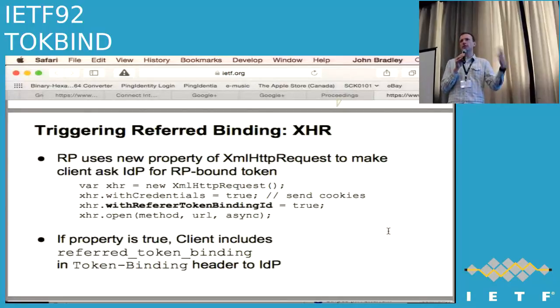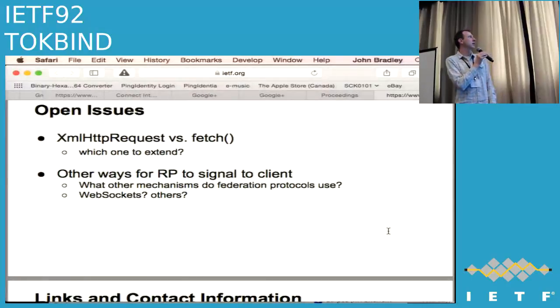Next, open issues. Anna on the GitHub page has pointed out that XML HTTP request is old news and fetch apparently is the new hotness. So we should do all this for fetch instead of XML HTTP request. That sounds fine to me, but I don't know much about fetch and XML HTTP request. Is it really on its way out?